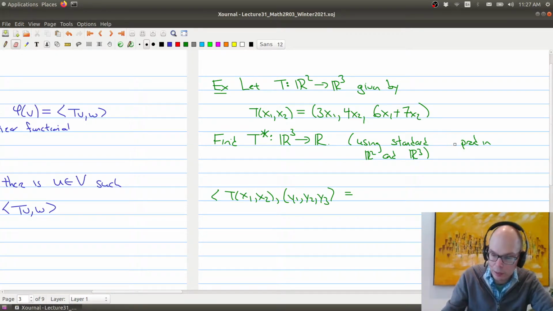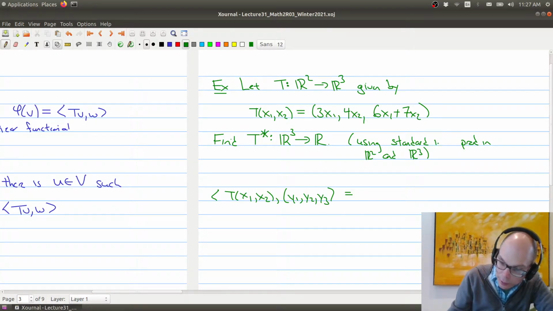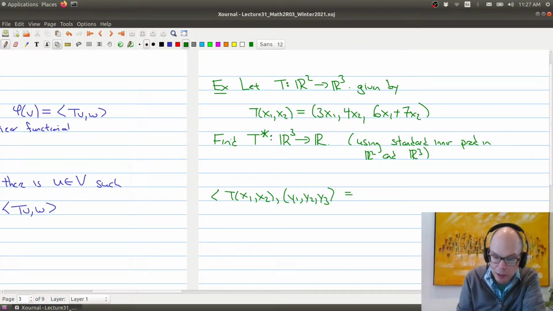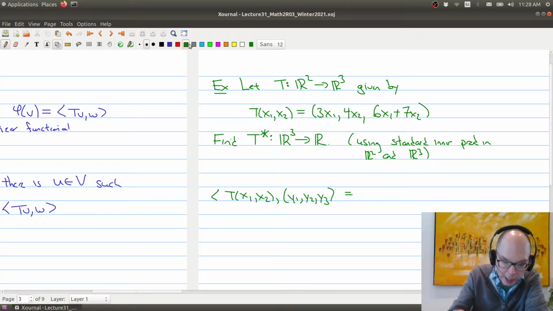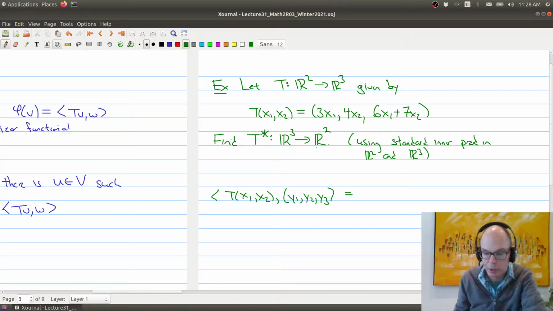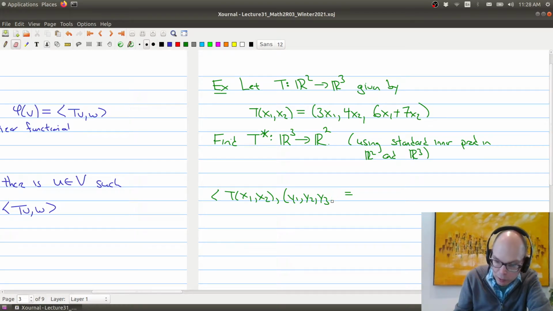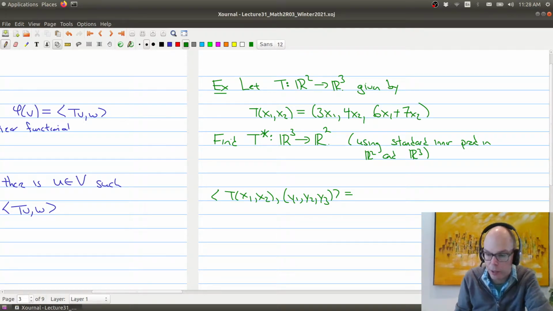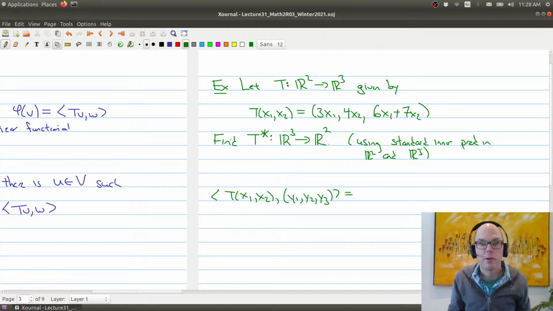Okay, so here, let's clean this up. We have a linear transformation going from R2 to R3, defined by taking the pair x1, x2 and mapping it to (3x1, 4x2, 6x1 + 7x2). What we need to do is find the adjoint, which according to the definition is a map that goes from R3 to R2. Just to remember, we need an inner product on R2 and on R3, and we're just going to use the standard Euclidean inner product on both of these spaces.